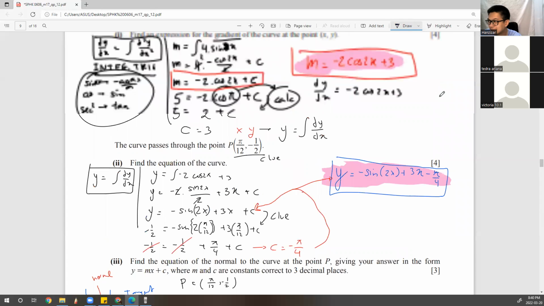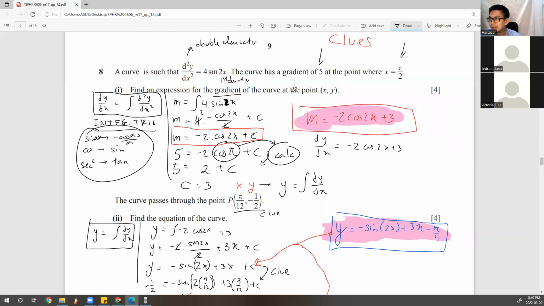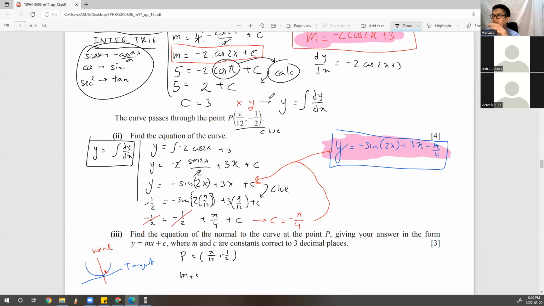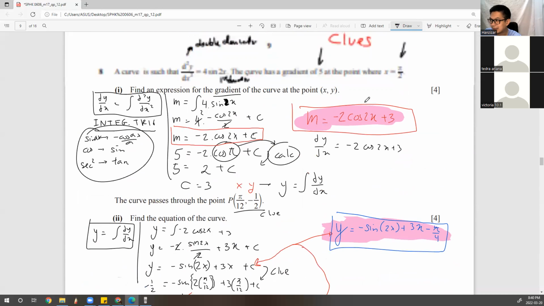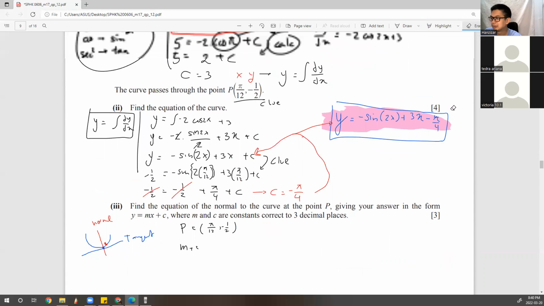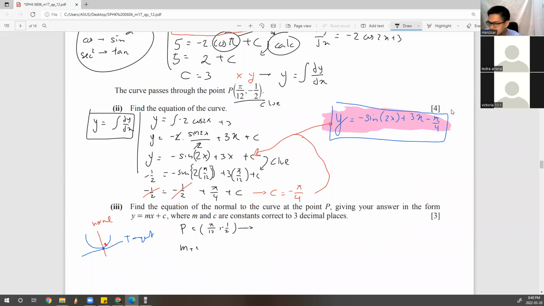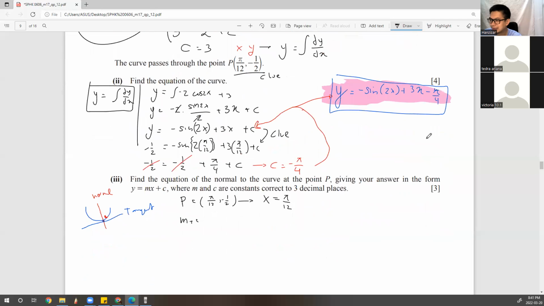Okay, write down the tangent line first, at the point P, right? The gradient is not 5, but you can find the gradient of the tangent first by inserting the x. Careful, the x is different for part 1 and part 2. So at point P, the x is pi over 12. Write down pi over 12. So x equals pi over 12. And the gradient of the tangent will be negative 2 cos 2x plus 3, right?